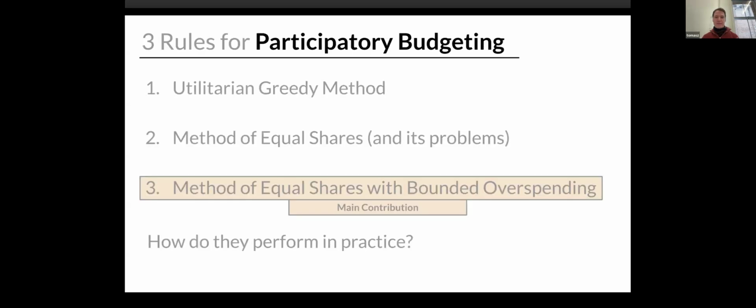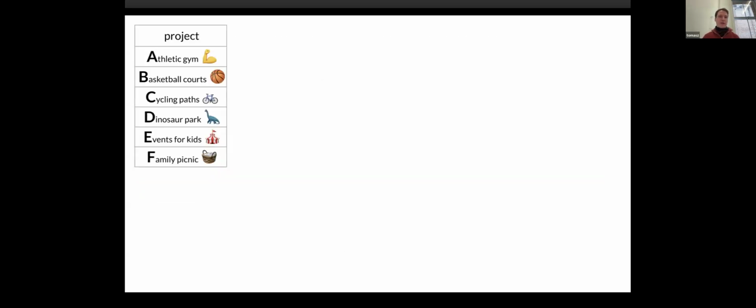So let me start by saying more formally what I mean by a participatory budgeting instance. Here we will have some number of projects like an athletic gym, basketball courts, or a dinosaur park. And each of these projects is associated with some fixed cost. So for example, the athletic gym costs 300. This means that in order to implement the athletic gym, we have to pay this 300.